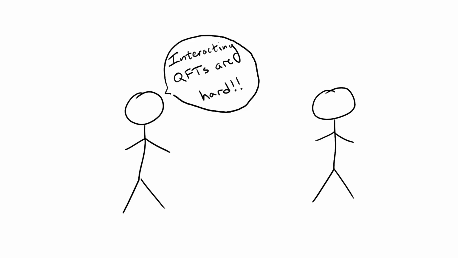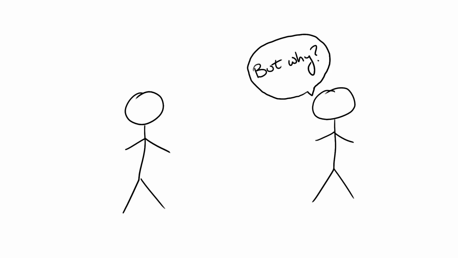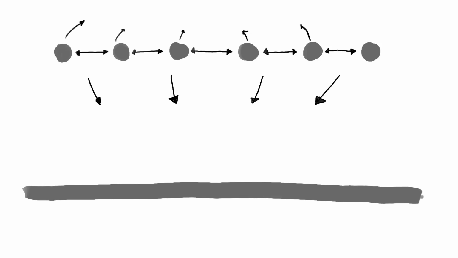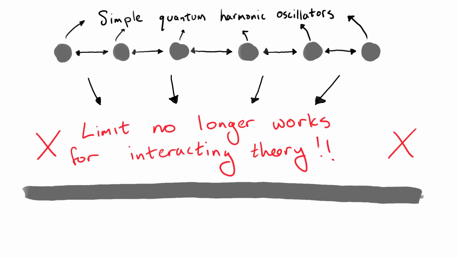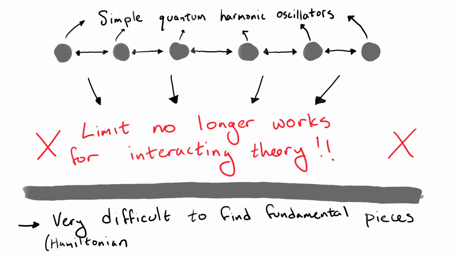But why are these theories so much more difficult than their non-interacting counterparts? Well, the short answer is that the whole notion of field theories, quantum or classical, as a collection of simple harmonic oscillators breaks down when we start to introduce interactions. In the quantum case, this means that for most interacting theories, it's not known what the fundamental constituents, the particles, of the theories really are, even if the field content is known.